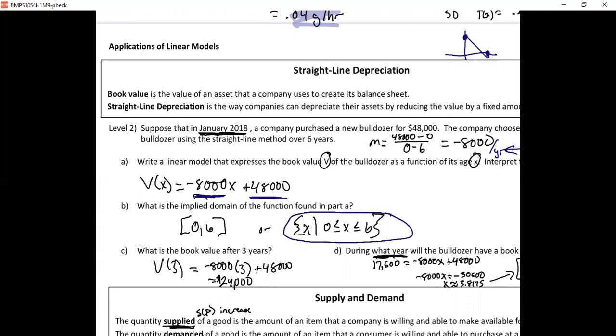What's the book value after 3 years? So after 3 years, 3 is your time and time is your X value. So plug in 3 and you get 24,000.